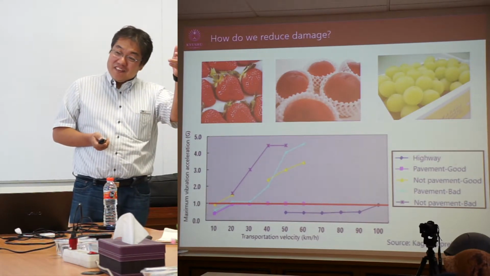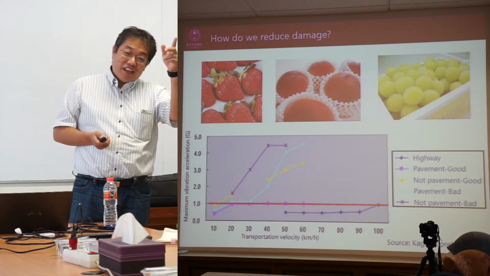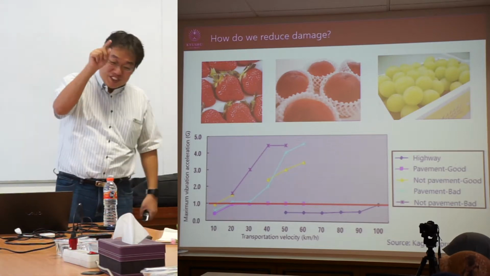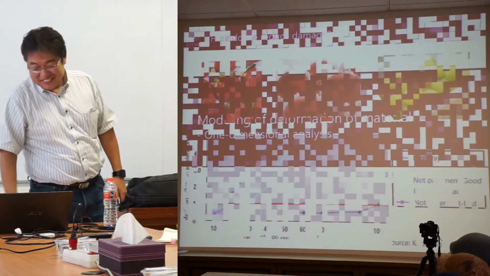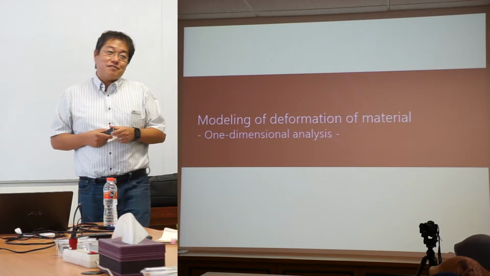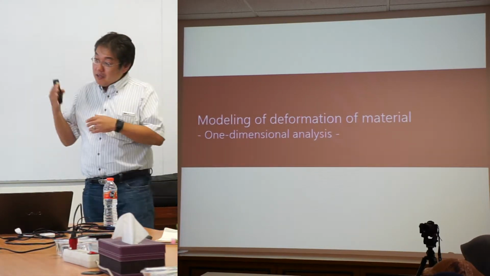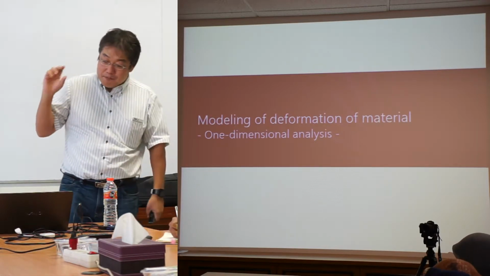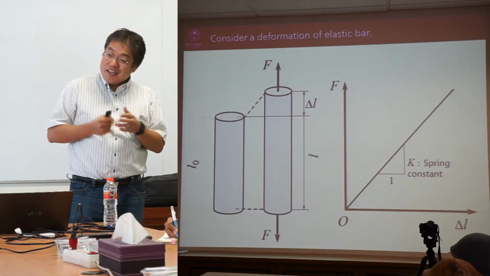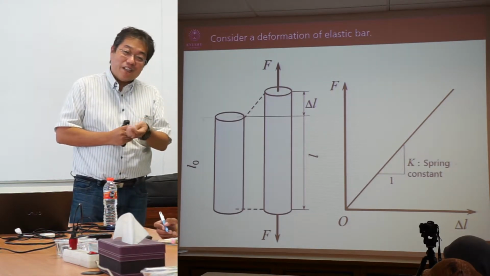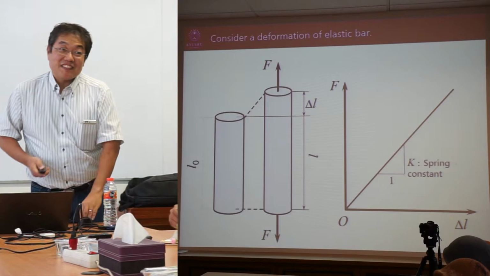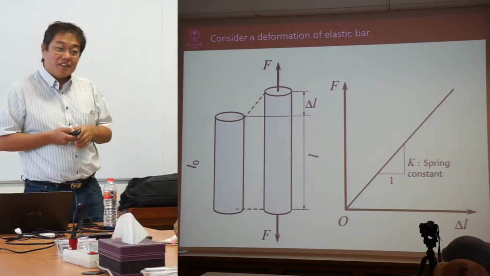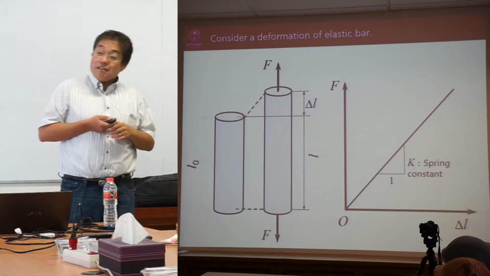So, if you are interested in studying this part, please come to Kyushu University. I want to start this study. Okay, so we are going to the deformation of materials. First of all, I will explain the one-dimensional case. It's a simple case. This is a summary of strength of materials. This is a one-dimensional bar. The size is L0.